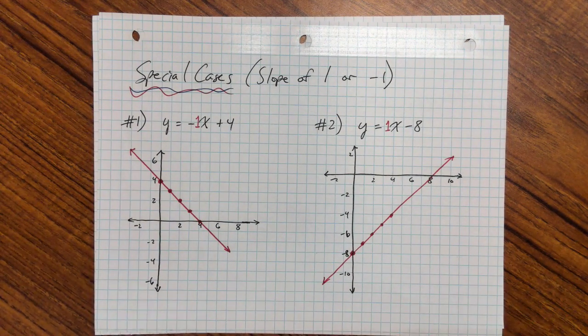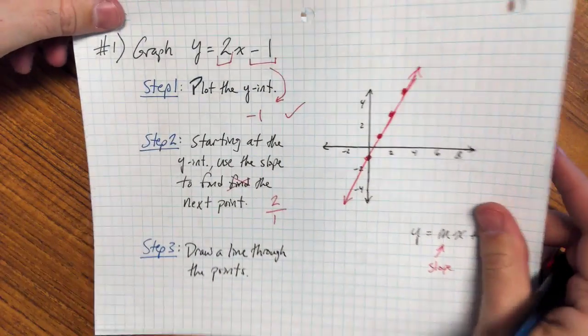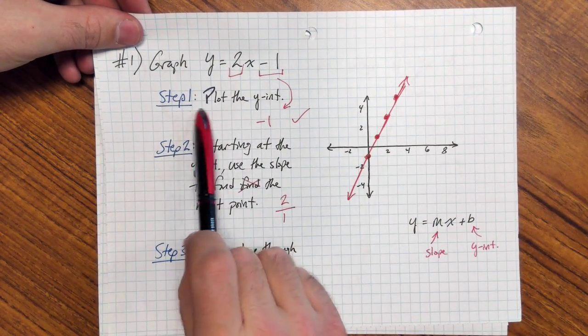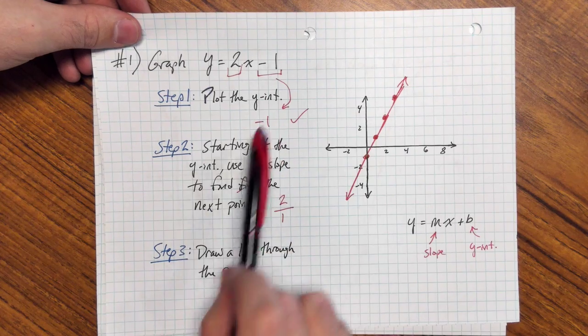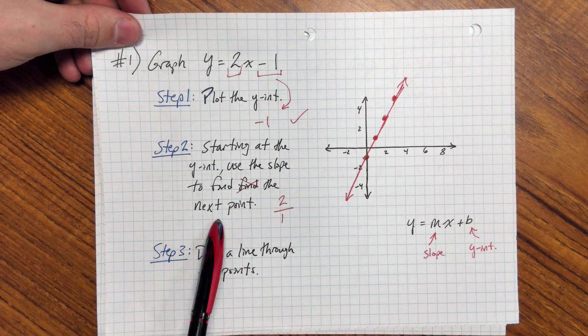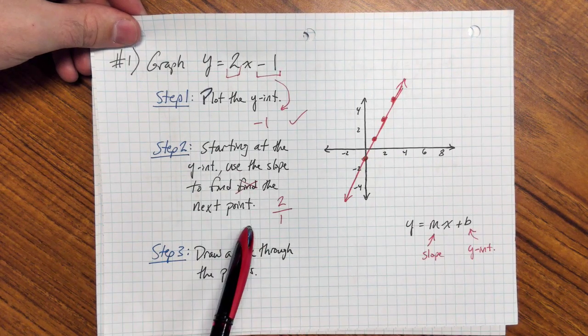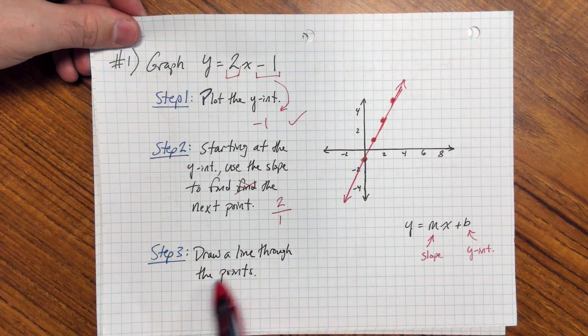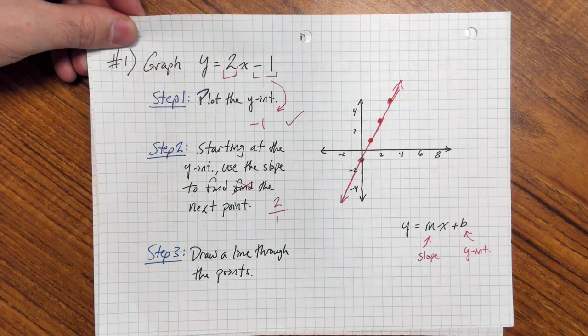So that's it. Quick reminder, as we saw at the beginning, step 1, plot your y-intercept. Step 2, starting with that y-intercept, use the slope to find the next point, going up or down and then over, and then draw a line through your points. All right.